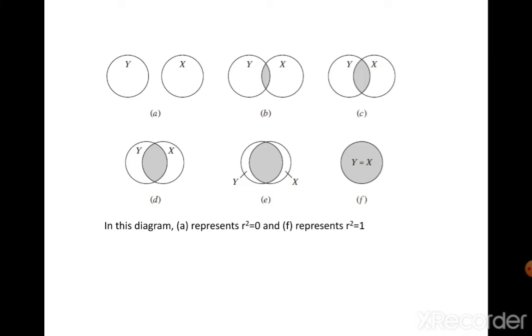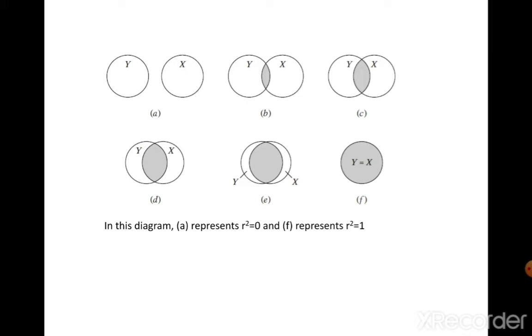Now, every time the x and y circles overlap, the intersection region represents how much of the variations in y are being explained by variations in the independent variable x. So obviously, when we want a good fit, we are saying that a large portion of the variations in y is being explained by variations in x. So we want a large area of overlap, right?